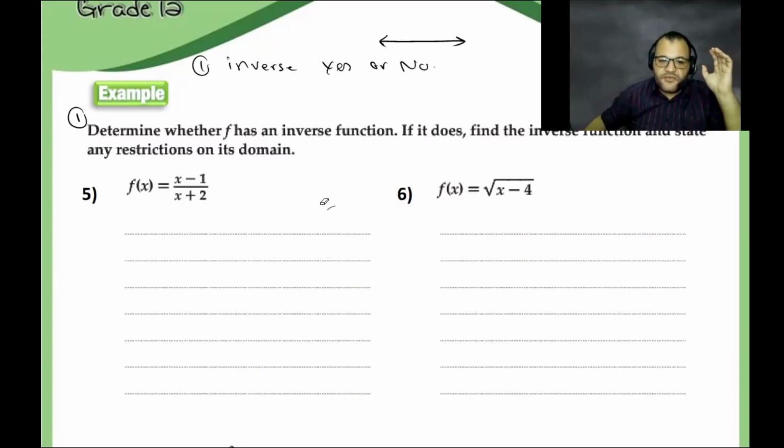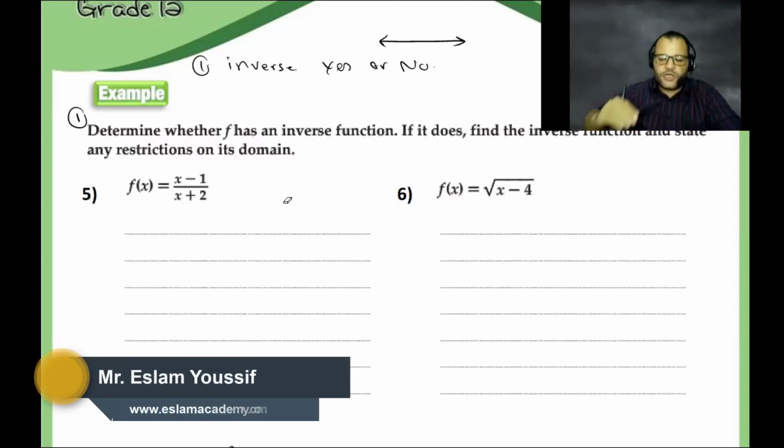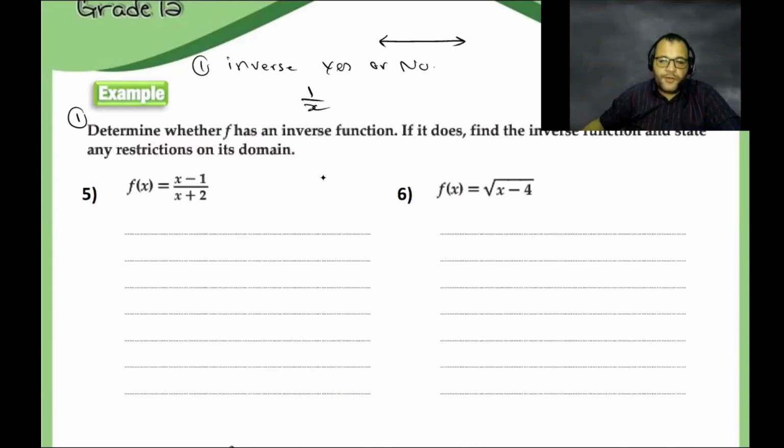What is the type of this function? Because it is in the form of a fraction, it's a fractional function, not a reciprocal function. Reciprocal is when you have 1 over a function, that's the reciprocal function, 1 over x. But now we have a fraction. So which type of fraction do we have? The degree of the numerator is equal to the degree of the denominator.